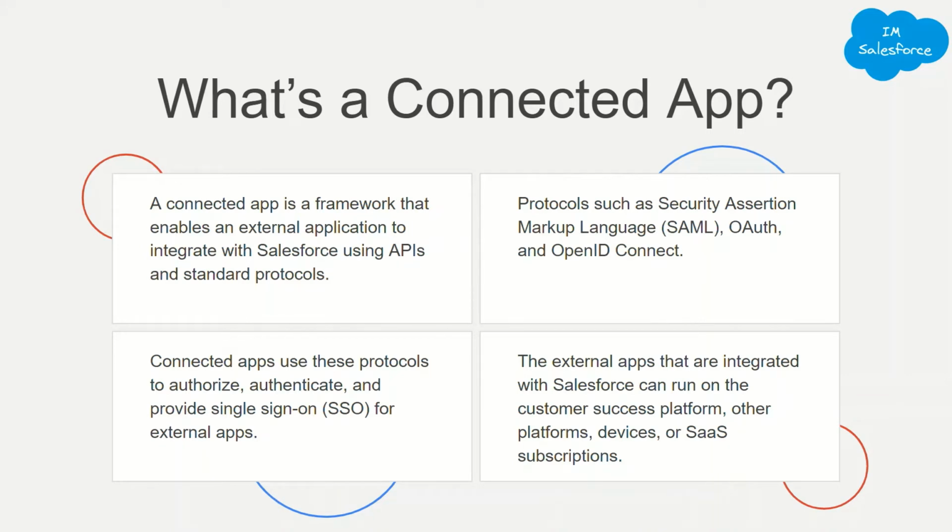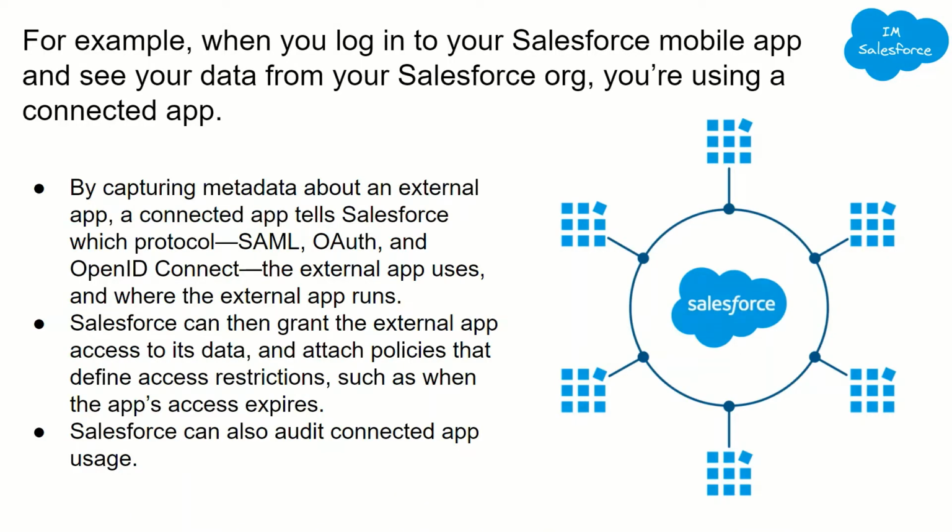The external apps that are integrated with Salesforce can run on the customer success platform, other platform devices, or SaaS subscriptions. For example, when you log in to the Salesforce mobile app and see your data from your Salesforce org, that is by using a connected app. By capturing metadata about an external app, a connected app tells Salesforce which protocol, SAML, OAuth, or OpenID Connect, the external app uses and where the external app runs.